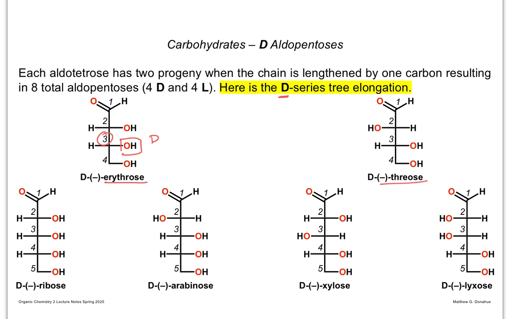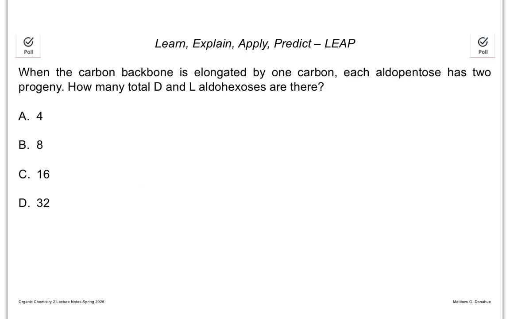So we're going to continue this logic on. Now each of these is going to give rise to 2, then plus the L enantiomers. So that's going to give us a total of how many? 16. So 8 D, 8 L. So we can get 16 hexoses.